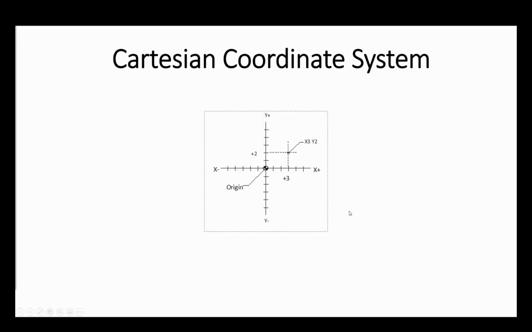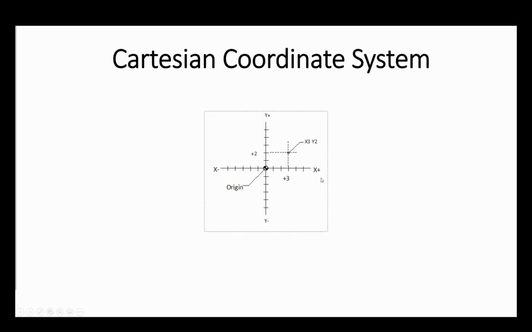All points in this space, also called a plane or construction plane, are precisely defined given its axis label, sign, and value. For example, the point at X3, Y2 is located by counting from the origin 3 units along the x-positive axis, then up 2 units parallel to the y-axis.